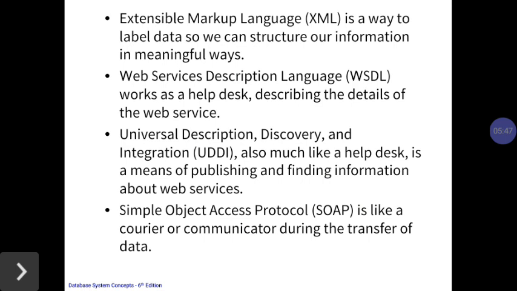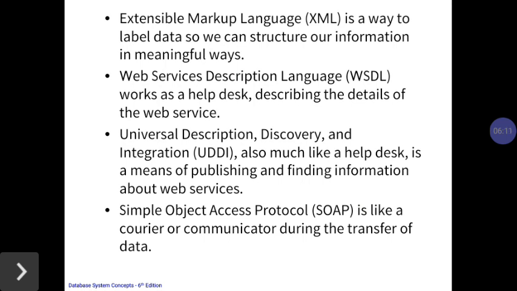It works as the help desk. It describes the details of the web services. It means it will be explaining what the web service is. And Universal Description Discovery and Integration, that is UDDI, is the service registry where all the service providers publish the web services and the consumer can query and get hold of the WSDL.